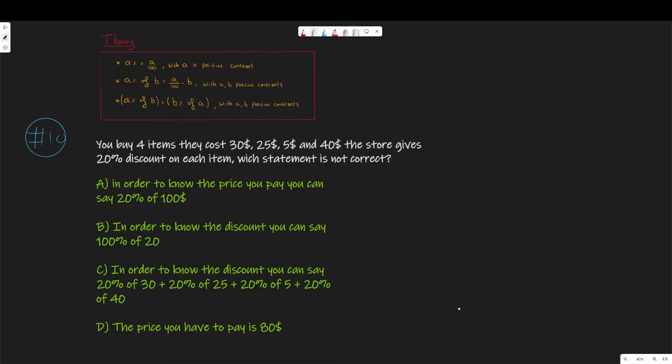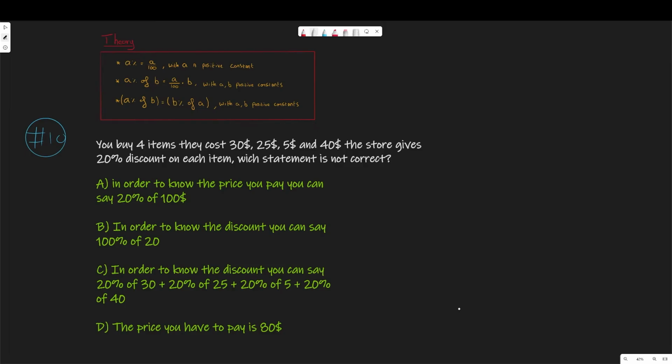For the last question, we have a multiple choice question. So you buy 4 items and they each cost $30, $25, $5, and $40. The store gives 20% discount on each item, and now they ask us which statement is not correct or incorrect. Well, let's look at them one at a time. So A says, in order to know the price you pay, you can say 20% of 100%. Well, is this correct?